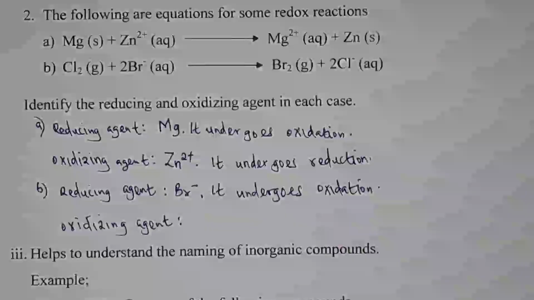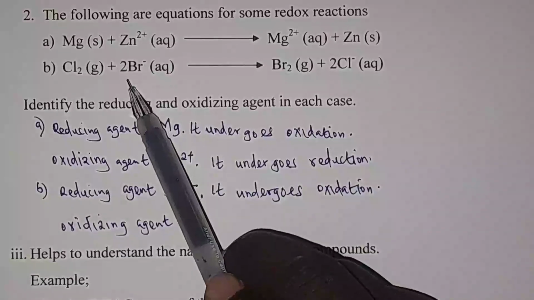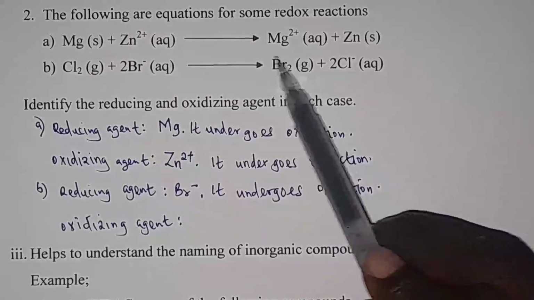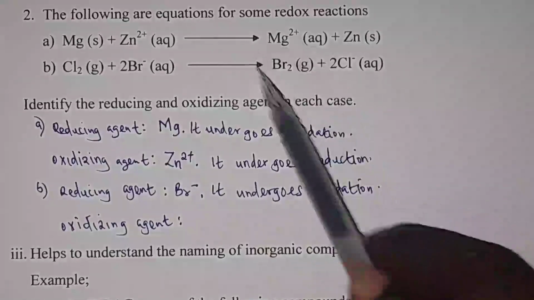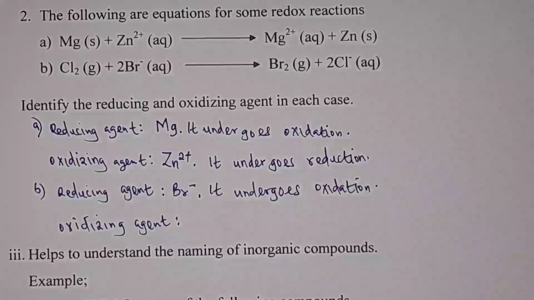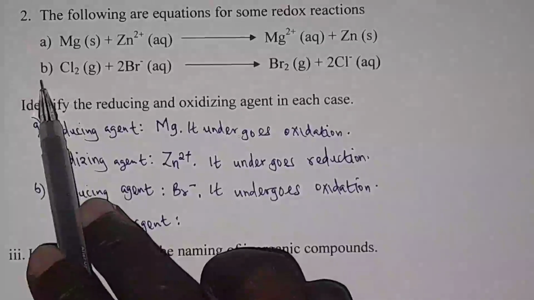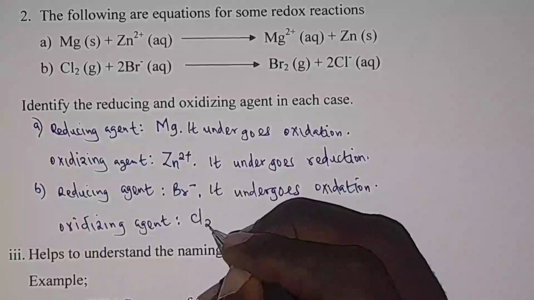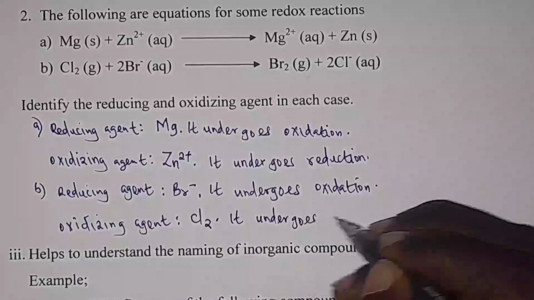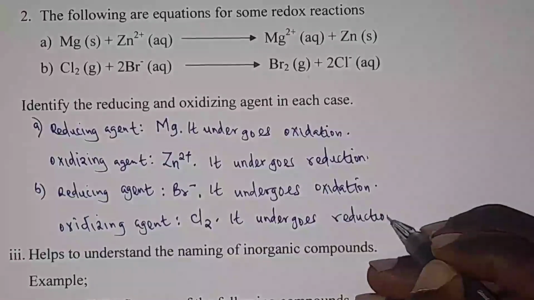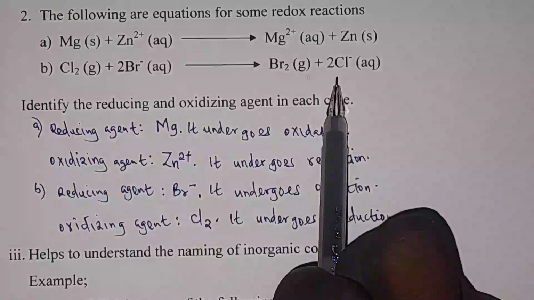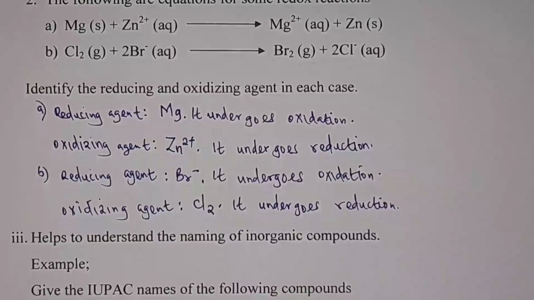What is oxidation? An increase in oxidation number. Remember, the oxidation number of bromide ion is -1. It has increased from -1 to 0 because the oxidation number of bromine gas is 0, since this is a molecule. So the oxidation number of a molecule is 0. Next, the oxidizing agent in part B is chlorine gas. The reason being, it undergoes reduction. It undergoes reduction because its oxidation number decreases from 0 to -1. That is for example 2.